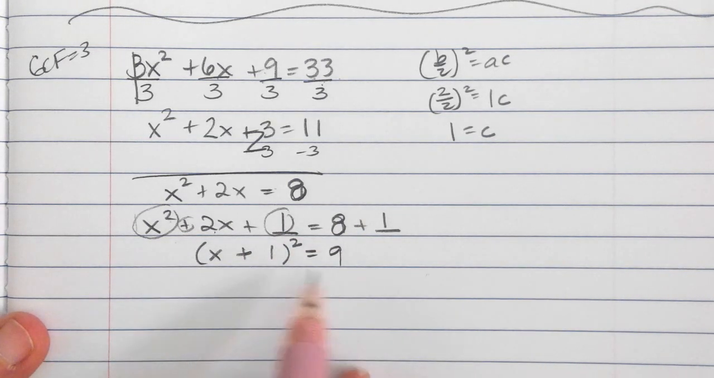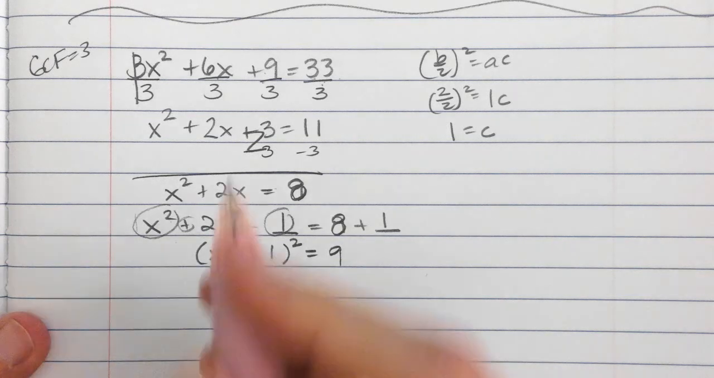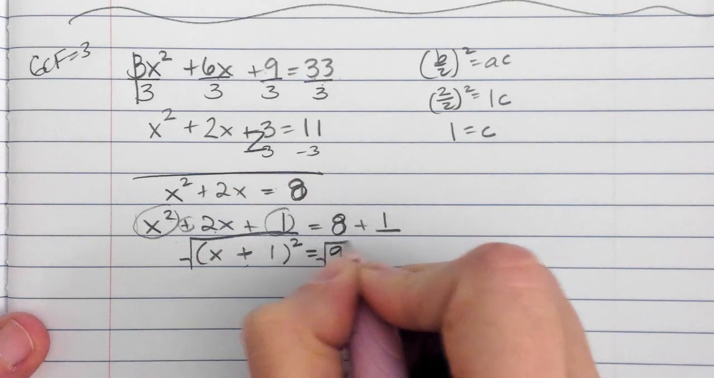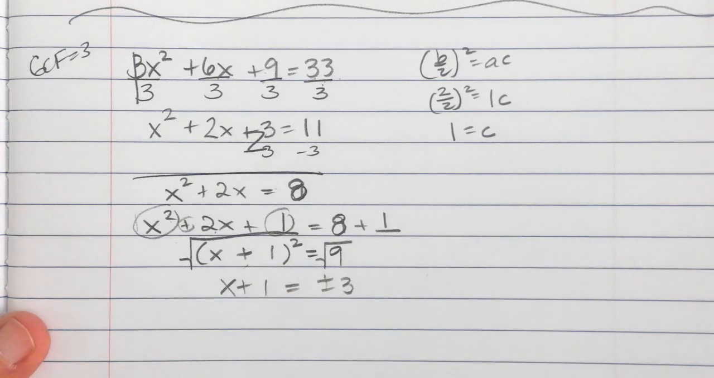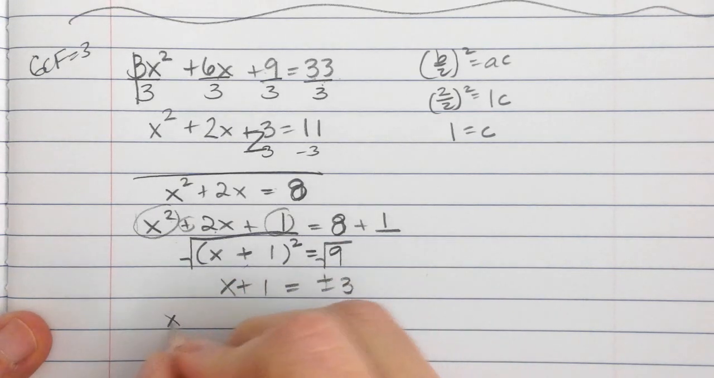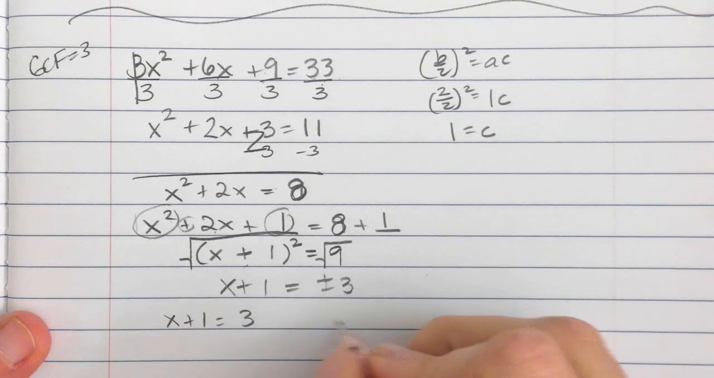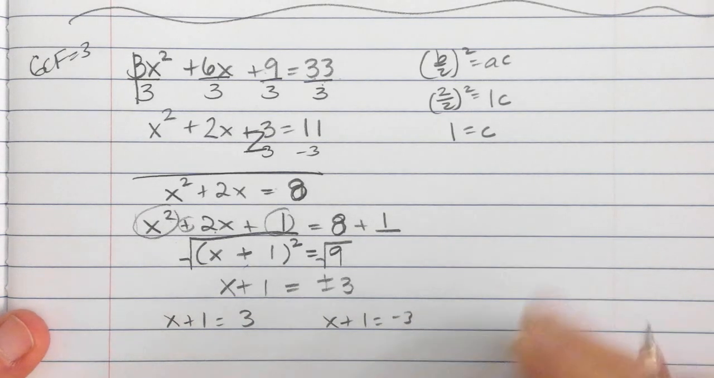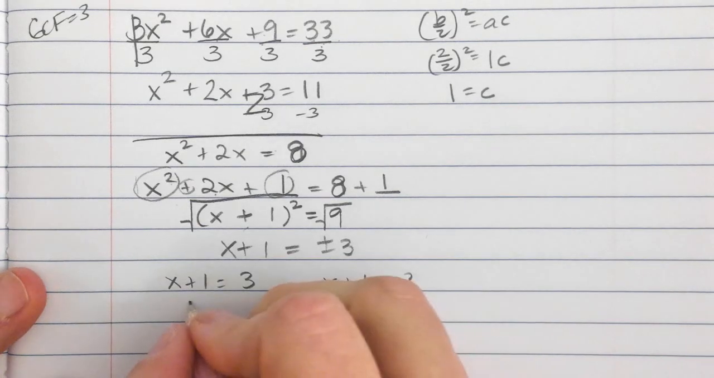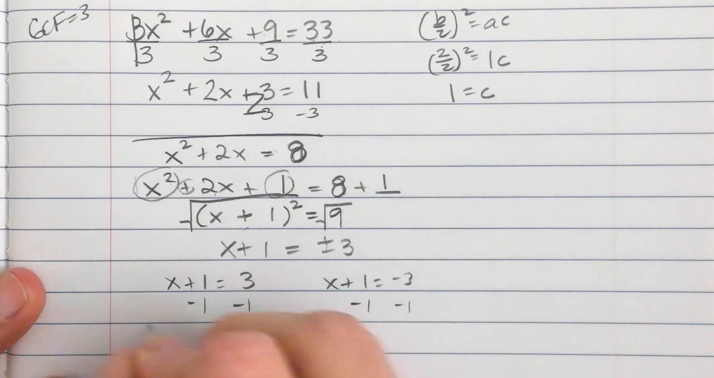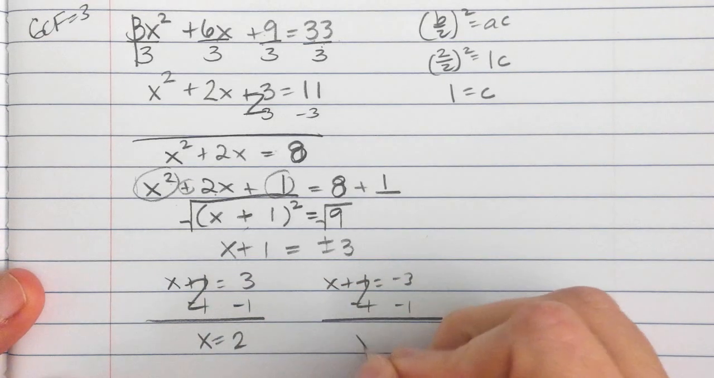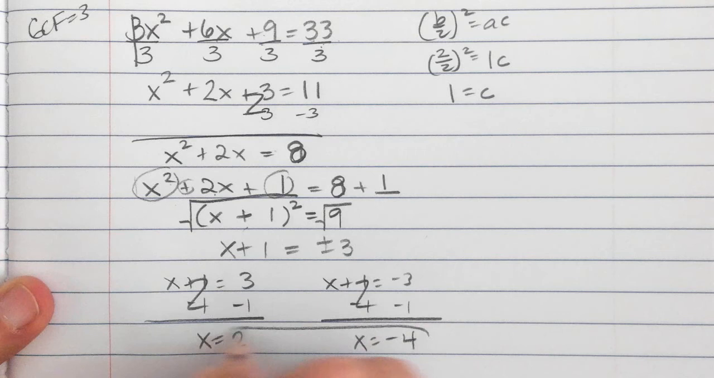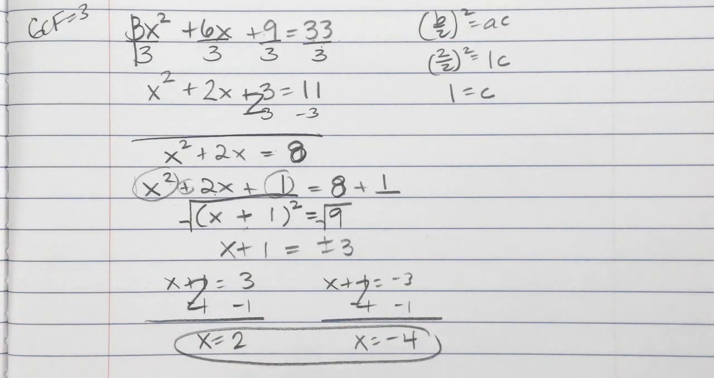Now that I have this, it's a perfect square, so I can take the square root of both sides to solve it. So I have x plus 1 equals 3. X plus 1 equals negative 3. So when I subtract 1 from both sides, here I get x equals 2. Here I get x equals negative 4. And those are my two solutions. All right, so those are the first two examples.